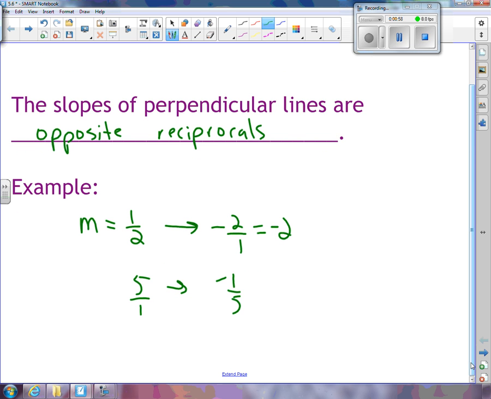One more example. Let's say you have a slope of -4/3. The opposite reciprocal of that slope would be, first I would flip the fraction to 3/4, and I would change its sign. So now it would be positive.